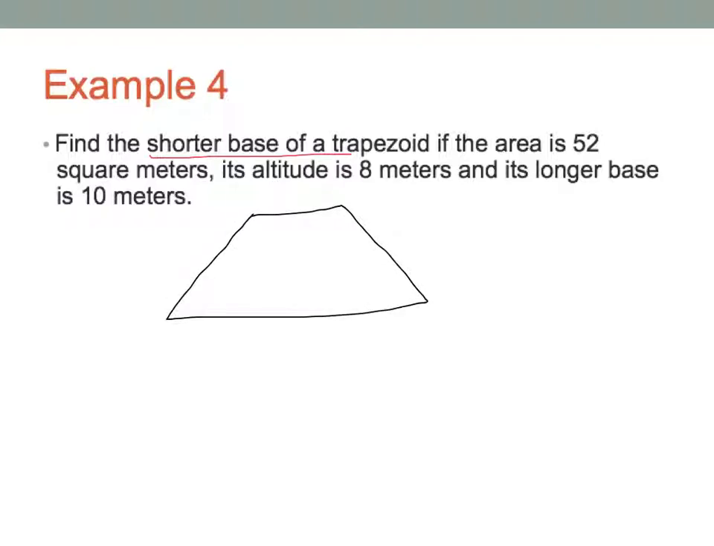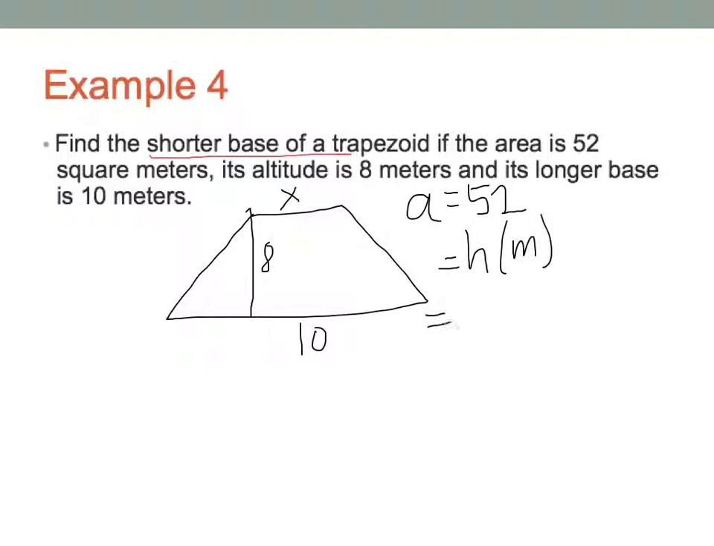Here's a trapezoid. Find the shorter base, it's saying, so I'll call it x. The altitude is 8, and I'm given that the longer base is 10. Lastly, I'm given that the area equals 52. So let's plug this in. I have area equals my height times my median, and I'll rewrite that as height times the average of the bases.